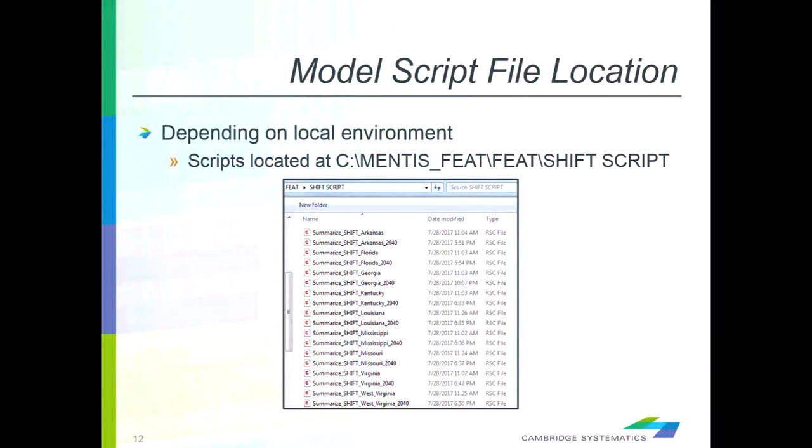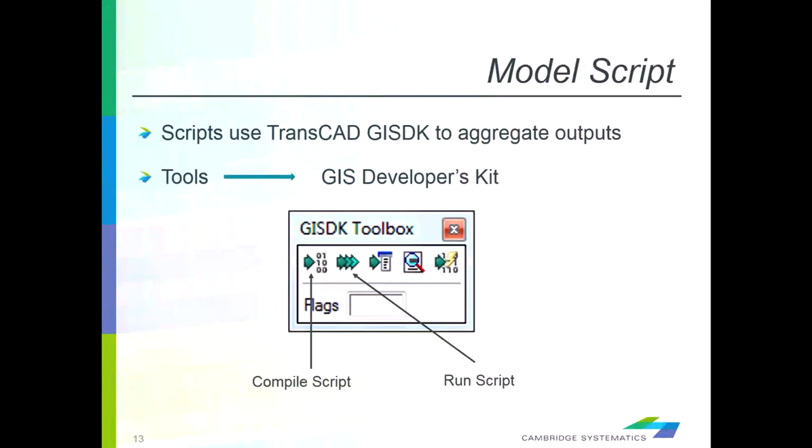Then we set up the script files. We have several script files for each state. It's 9 states that we compile results for. So we have one script each for the base year and for 2040. So that's about 18 script files. And this is just a screenshot of the locations.